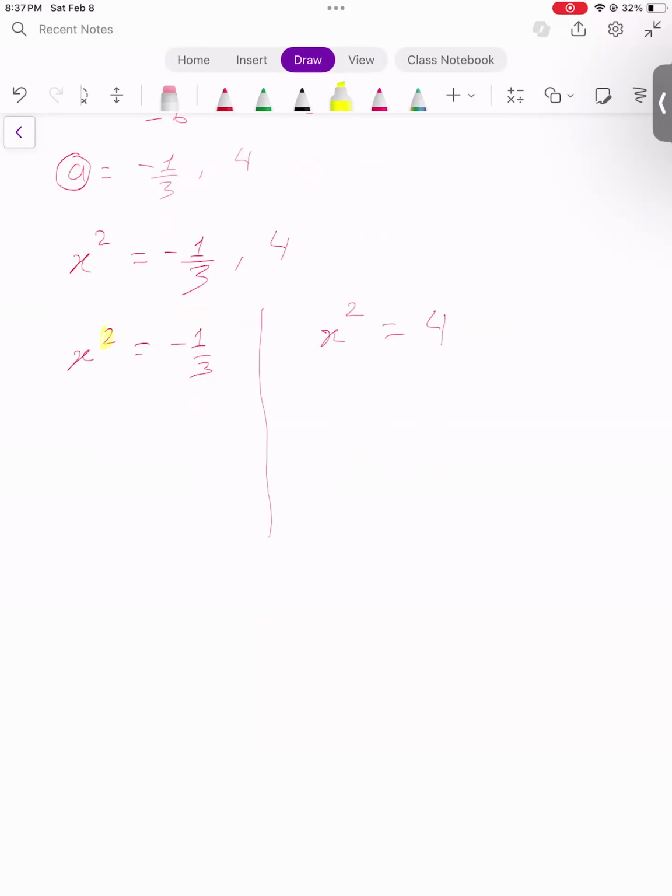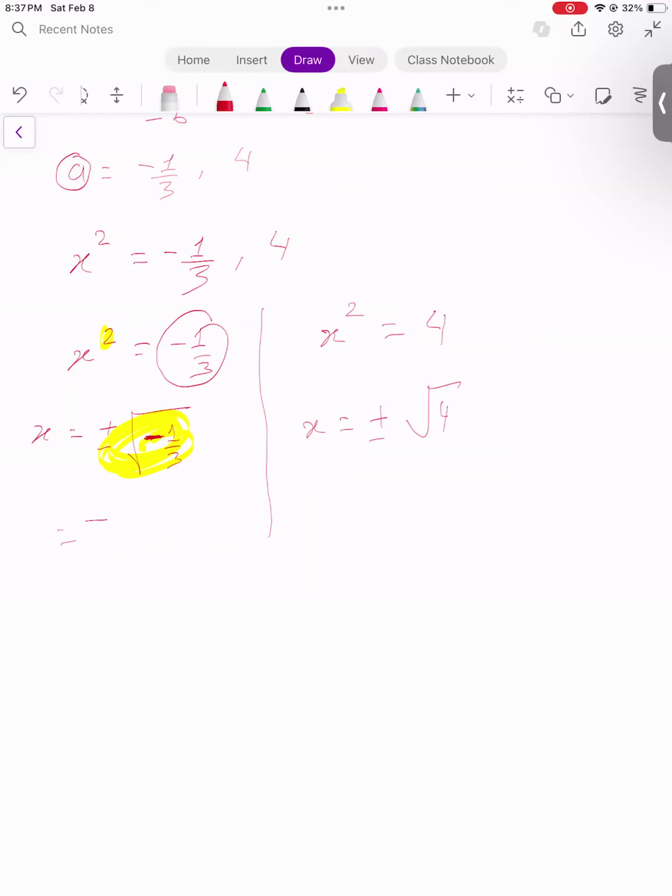Now using the square root principle, we get X equals positive negative square root of the right side. We have negative 1 over 3, and here X equals positive negative square root of 4. Now what kind of number is this? Is this a real number? We have a negative under the radical sign. This is not real, this is a complex number, or an imaginary number. So don't write this as your final answer. If you have a negative under the radical sign, you have to rewrite this.